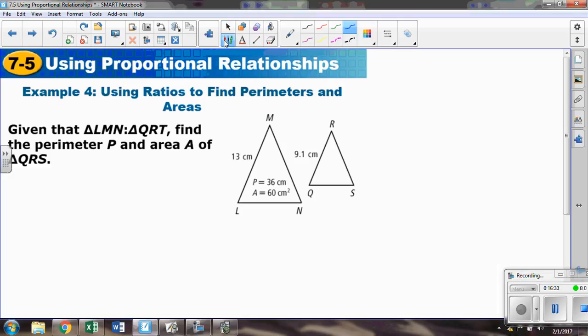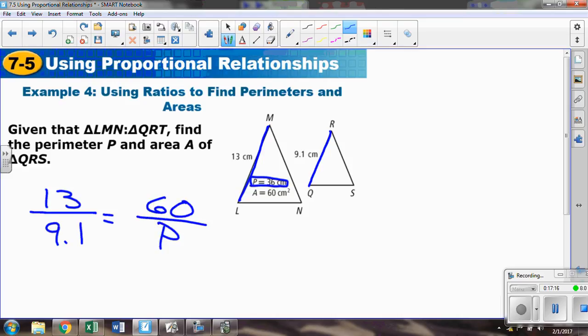Of course, you can look at these pieces and see right away 13 is going to correspond with 9.1. We are able to create a ratio of 13 to 9.1, no problem. To figure out this perimeter, you'll notice right here, we are told the perimeter of the big triangle is 36 centimeters. We want to know what is the perimeter of the small one. We can set it up exactly the same way that we have. Big triangle, small triangle. That's the geometry. Same way that we've been doing all our proportions. Find the pair of things that go together and then create the proportion.